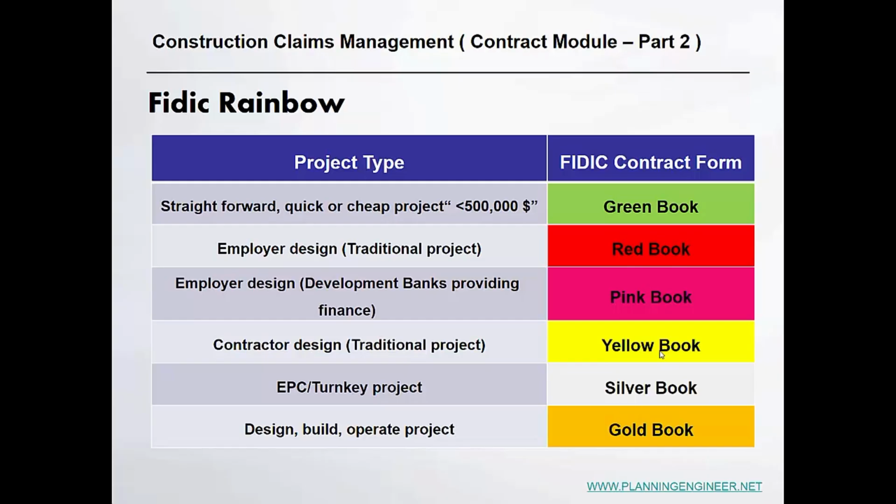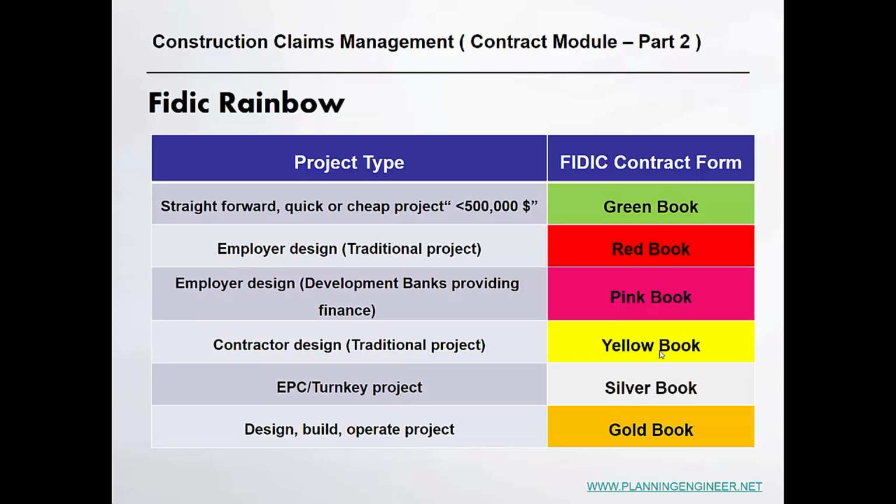So this is dedicated for such projects. Yellow book is contractor design. So if the contractor takes the project design and build, this could be yellow book. We have another chart after this slide. We'll explain exactly what is the difference and how to know which book your project will fall under.